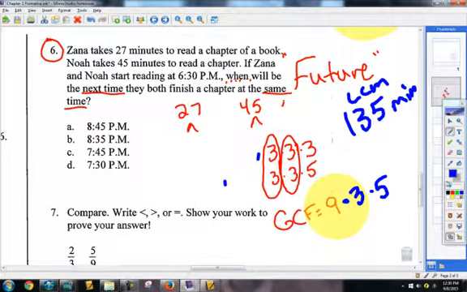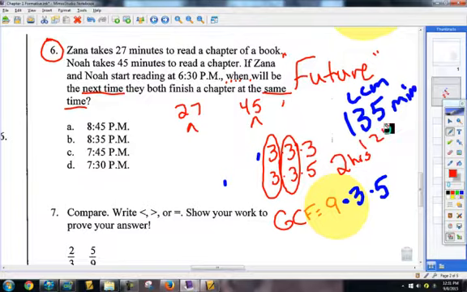So here's my LCM. I need to convert this to hours and minutes. How many full hours are in 135 minutes? 2 hours? There are 2 full hours. Now, I need to figure out how many minutes I would have left over. How many minutes are in 2 hours? Yep.